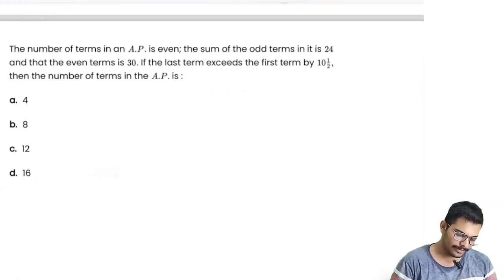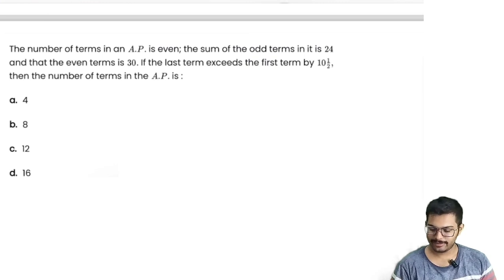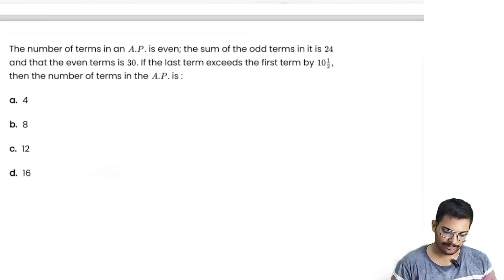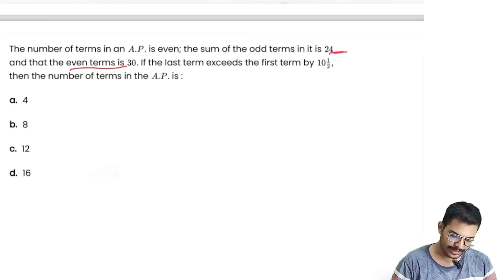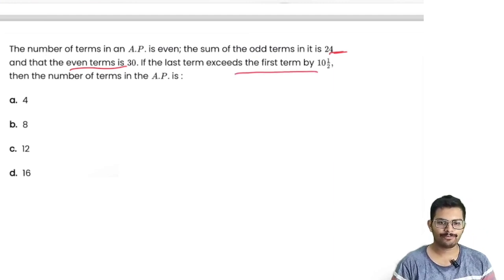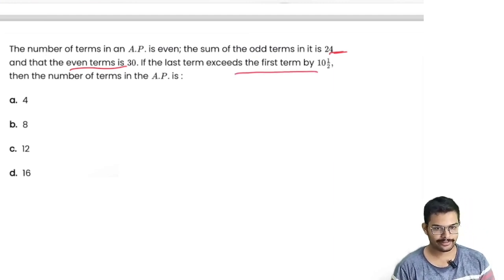The number of terms in an AP is even. There are an even number of terms in the AP. The sum of all the odd terms is 24, and the sum of all the even terms is 30. The last term exceeds the first term by 10 and a half.